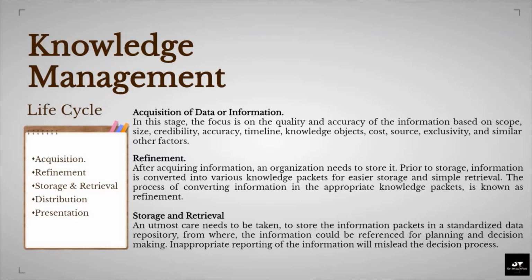Second, refinement. After acquiring information, an organization needs to store it. Prior to storage, information is converted into various knowledge packets for easier storage and simple retrieval. The process of converting information in the appropriate knowledge packets is known as refinement. Third, storage and retrieval. An utmost care needs to be taken to store the information packets in a standardized data repository, from where the information could be referenced for planning and decision-making. Inappropriate reporting of the information will mislead the decision process.